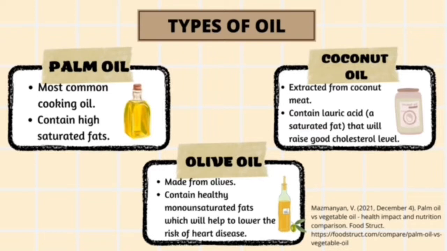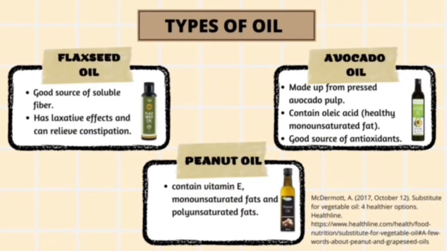Next, olive oil. Olive oil is made from olives. It contains healthy monounsaturated fats, which help lower the risk of heart disease or any cardiovascular disease. Flaxseed oil. Flaxseed oil is said to be a good source of soluble fiber. It has laxative effects that help to relieve constipation.